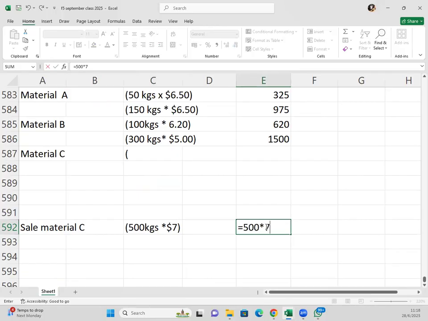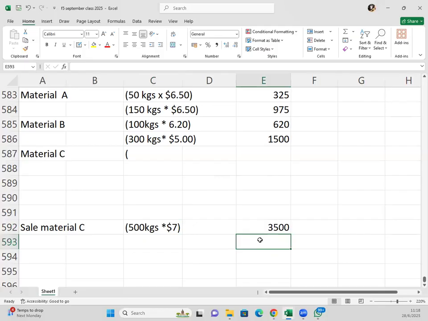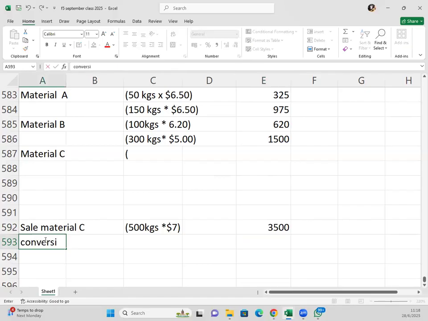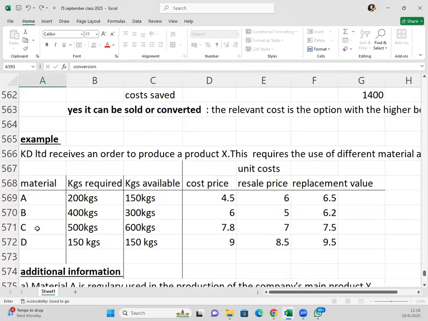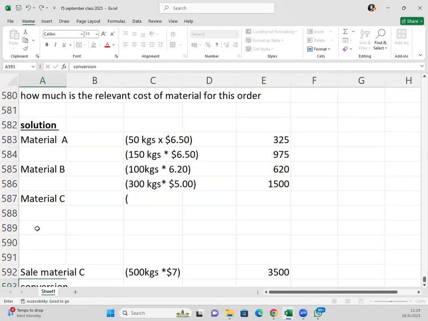That's 500 times 7, which would get 3,500. Then what is the other option? The other option is to convert. The other option is the conversion option.